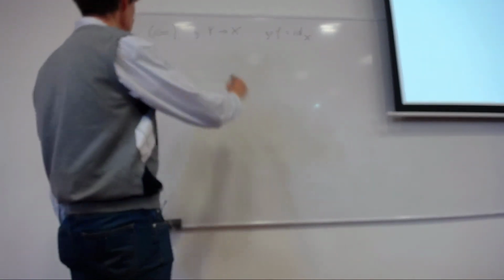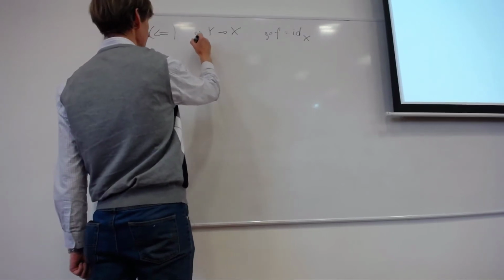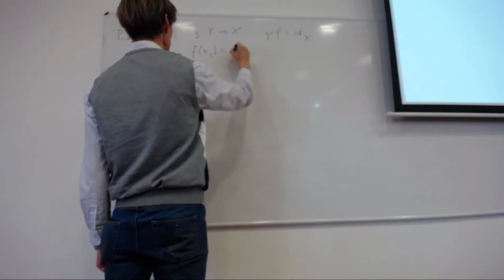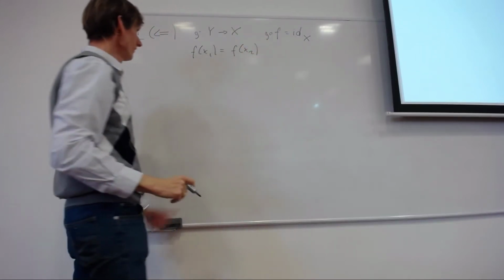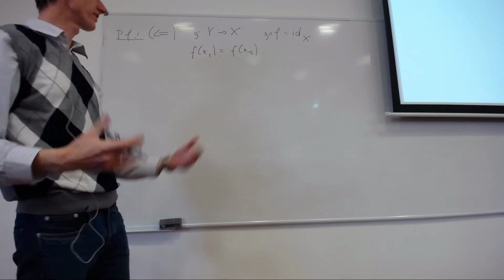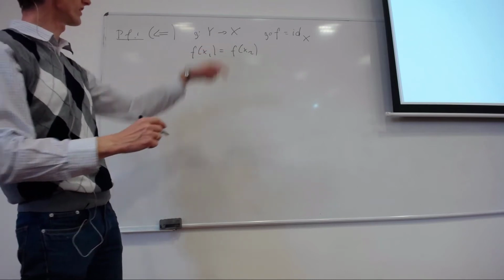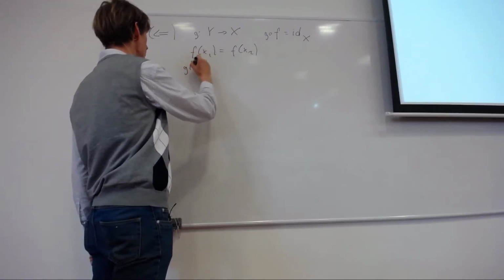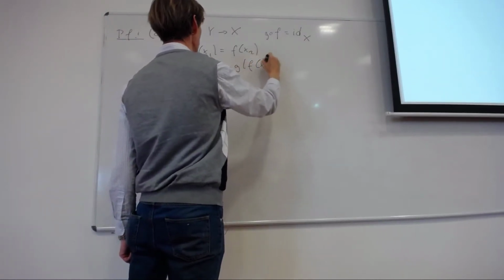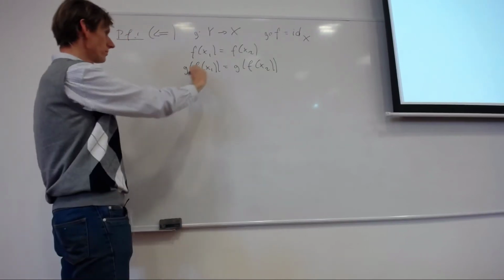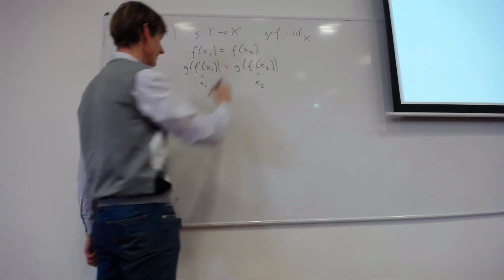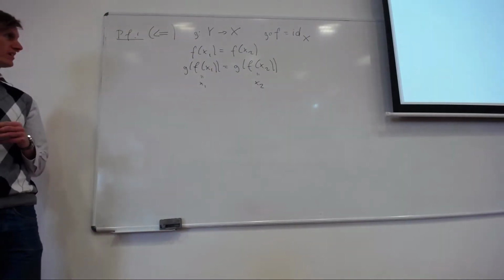Well, it's pretty straightforward. Let's say that f of x1 is equal to f of x2. If we just take the image of those two elements, or this one element, via g, we get that this is g of f of x1, while this is g of f of x2. These two compose to identity, so this is just x1, and this is just x2. So there we go, x1 is equal to x2.